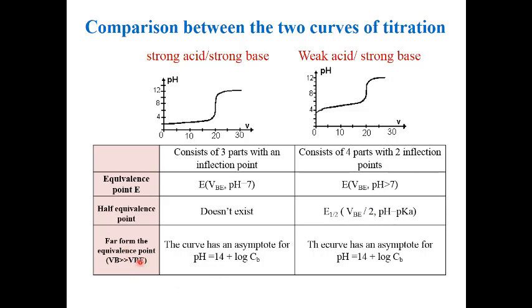Now, when we are far from the equivalence point, it means upon adding from the burette a volume of the base that is greater than the volume added at equivalence, because we are continuing to add, the curve will have an asymptote for pH equal to 14 plus log Cb, and the curve there will have also an identical asymptote.